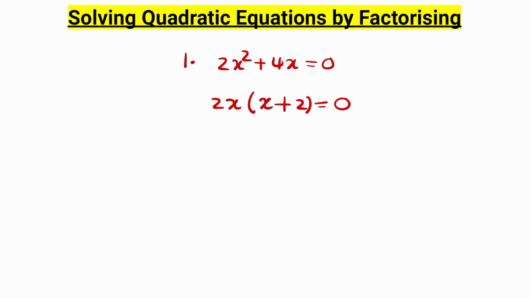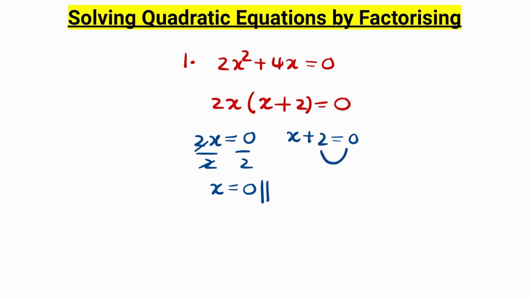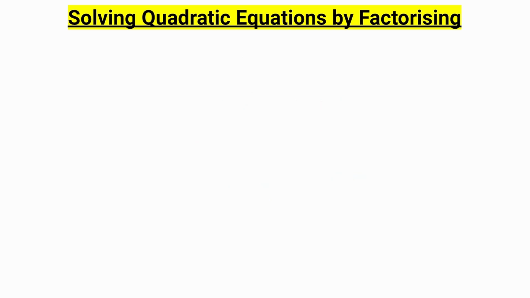Now we can equate each of 2x and x plus 2 to 0. 2x equals 0 here. x plus 2 equal to 0 here. Here we can divide both sides by 2. Still, the answer for x is 0. And then in the second equation, we can take plus 2 to the other side as minus 2. x is equal to minus 2. Let's move on to our second question.